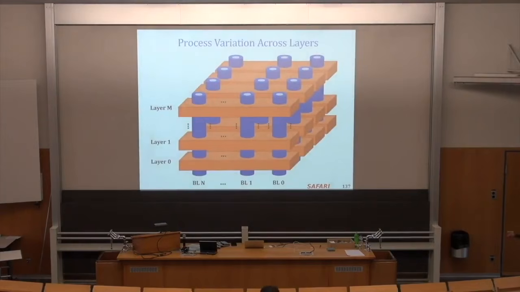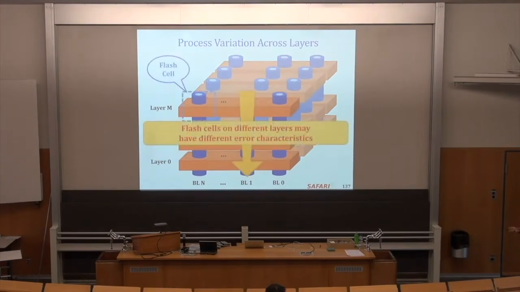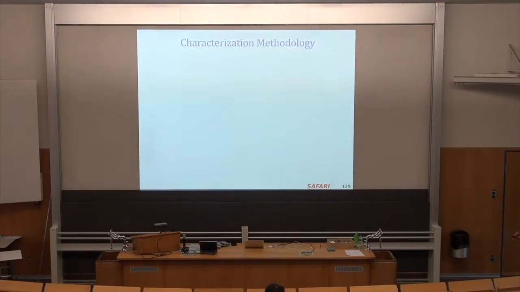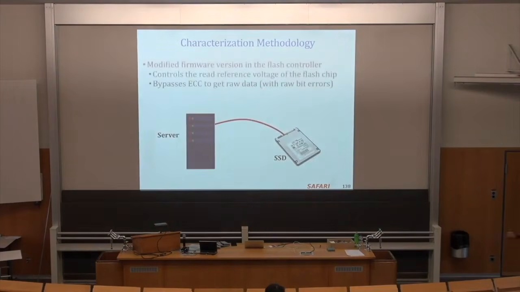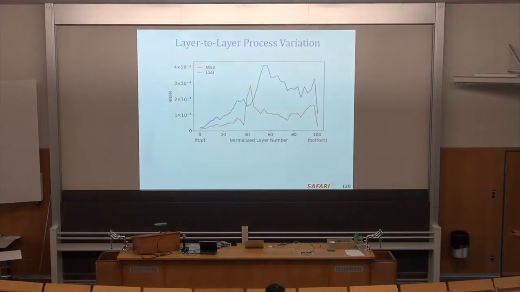Basically, this is another look at the 3D chip. I didn't show it exactly like this before, but it actually looks like this. You have these different layers, and this is one word line, this is another word line, and this is the bit line, as you can see. This is one block here, this is another set of blocks here, a third one, a fourth one. And that's a flash cell, as we know. These may have different error characteristics, and they do depending on which layer you're at. We had some characterization methodology that you can read in the paper.